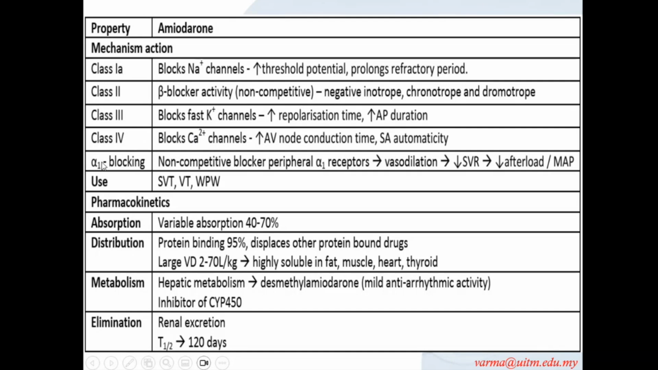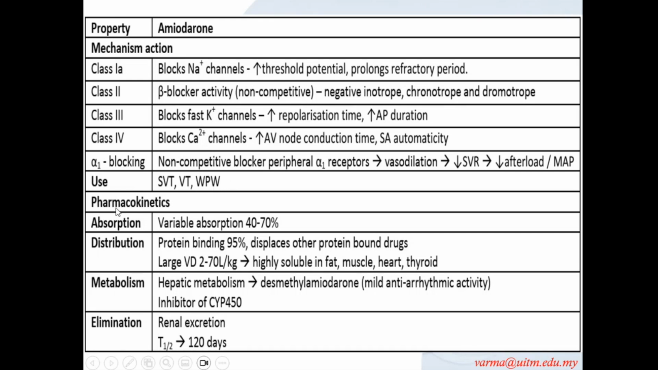Apart from that, they have alpha blocking activity as well, which is not actually included in the classification. So for indication, it is mostly used in ventricular tachycardia and supraventricular tachycardia, not in VF. Or actually you can use it in ventricular fibrillation also. Okay, we have used amiodarone in VF.